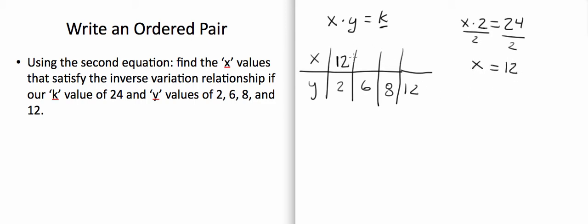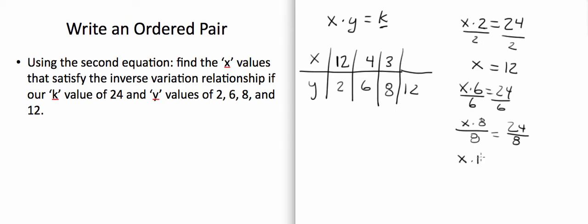Put 12 there. We have the same thing. X times 6 equals 24. This time we divide by 6, we get 4. We've got x times 8 equals 24, we're dividing by 8, and we get 3. X times 12 equals 24. We divide by 12. We get 2. So this was 4, 3, and 2. All right, so we've got our table values filled out.